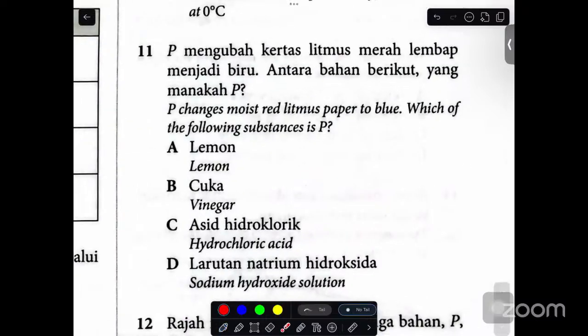Okay, let's look at number 11. P changes moist red litmus paper to blue. Kertas litmus merah lembap menjadi biru. Merah menjadi biru. So, acid ke alkali? Kalau merah menjadi biru. Red becomes blue. Acid or alkali? Alkali. So, which one is alkali here? Yang mana satu alkali? A, B, C, D? Correct. D adalah alkali. Okay?